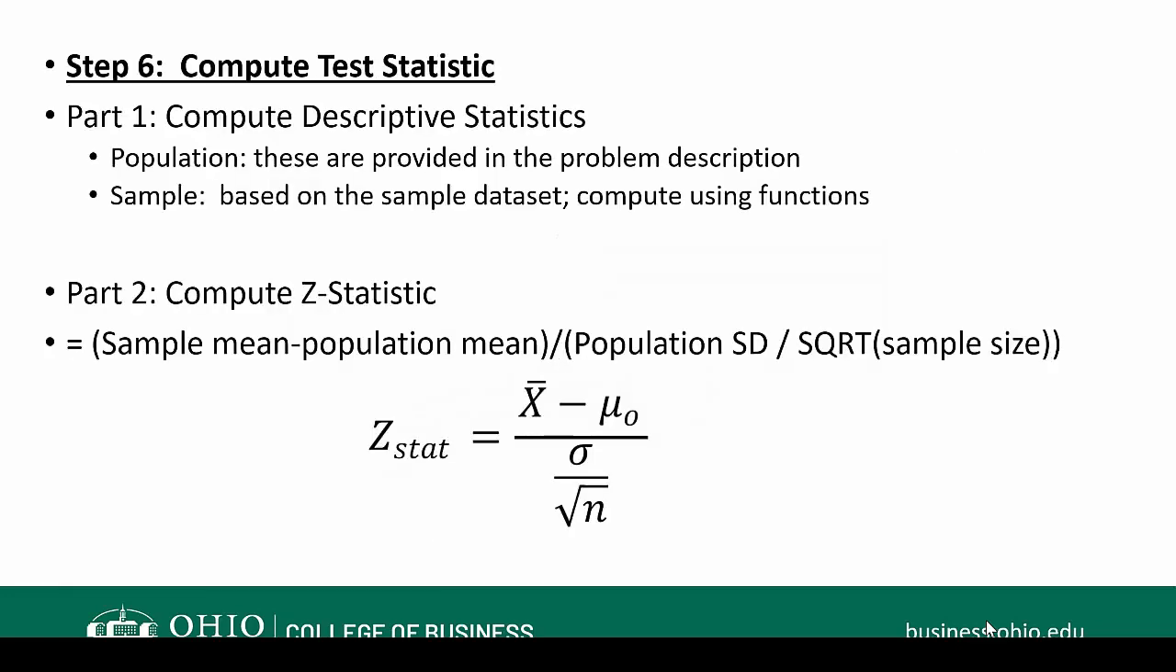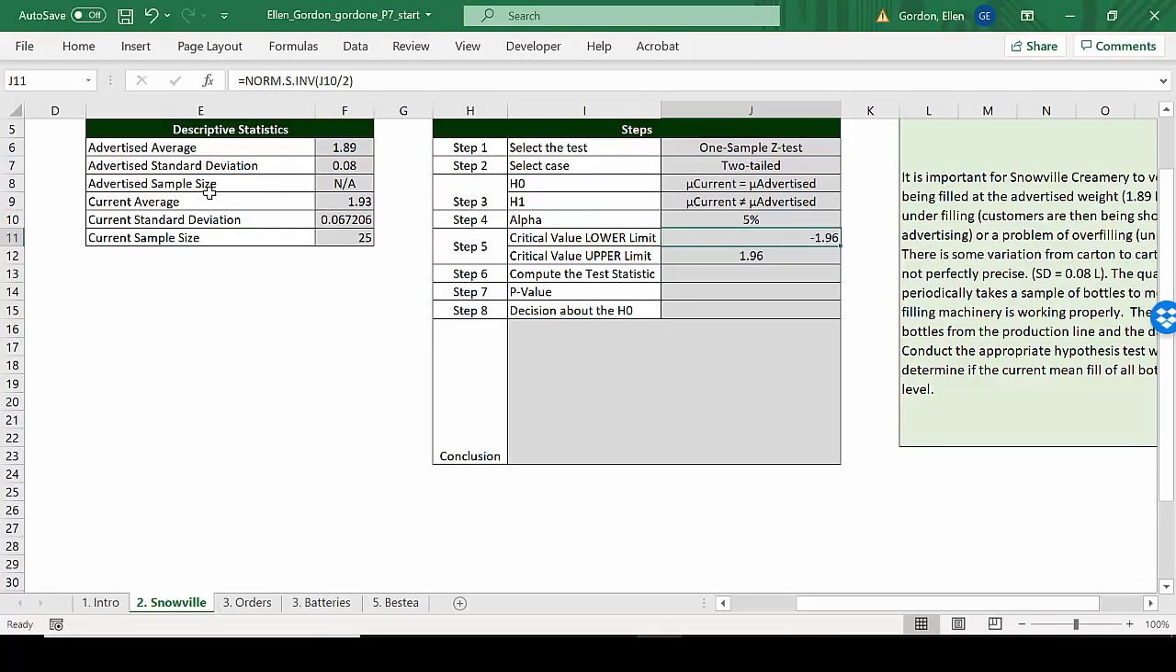The next step is to compute the test statistic. This is the z-score for our sample mean. First, we have to compute the descriptive statistics, which we already did. Remember, the population information will be provided in the research description, and the sample statistics will be computed using Excel functions. We can then compute the z-statistic. It is the sample mean minus the population mean divided by the population standard deviation divided by the square root of the sample size. So again, in order to compute the test statistic, you have to complete the descriptive statistics.